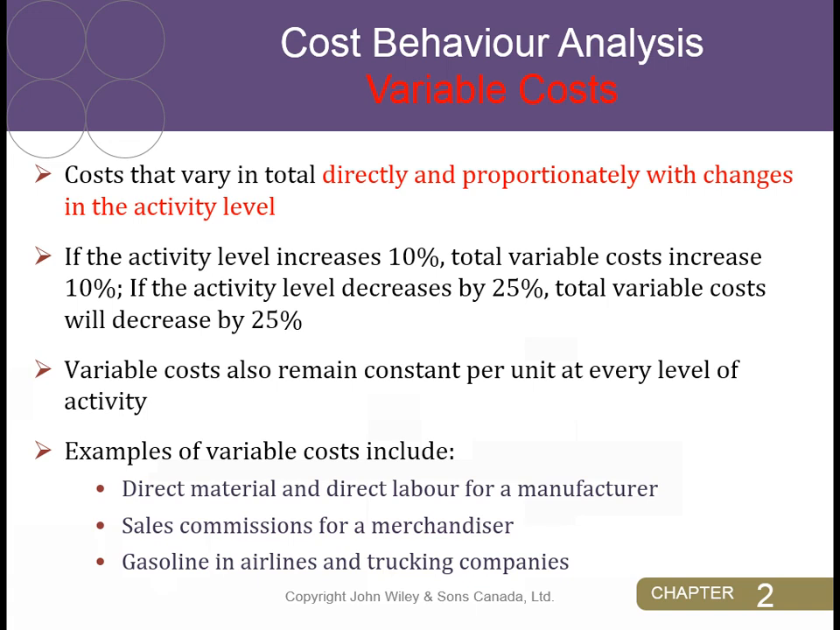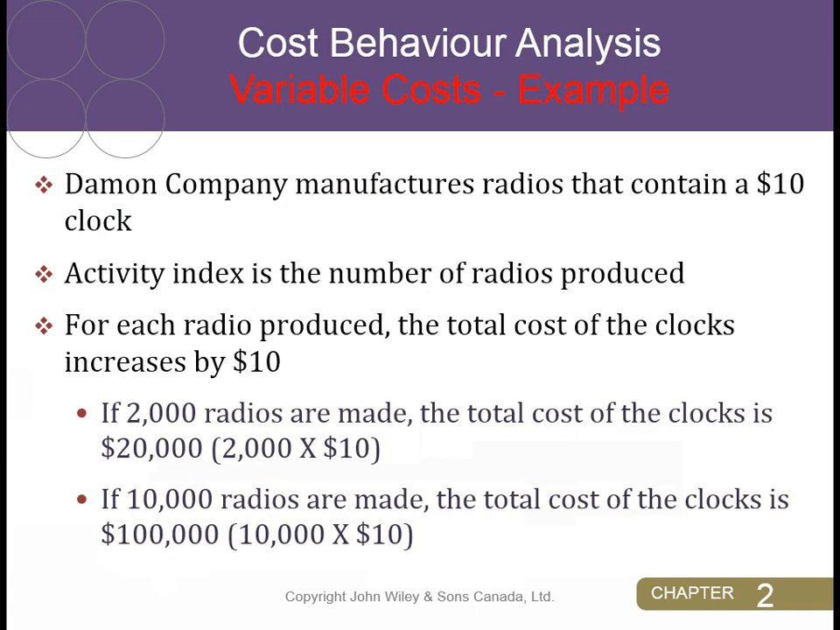So let's take a look at an example and see if we can make sense of that. Damon Company, in this example, manufactures radios that contain a $10 clock. So the variable cost per unit is $10. That's going to stay static. Regardless of how many clocks I make, the per unit cost is always going to be $10. What does change, however, is the total variable costs. For each extra radio that we manufacture, our variable costs in total are going to go up by $10. And we can see this in the example.